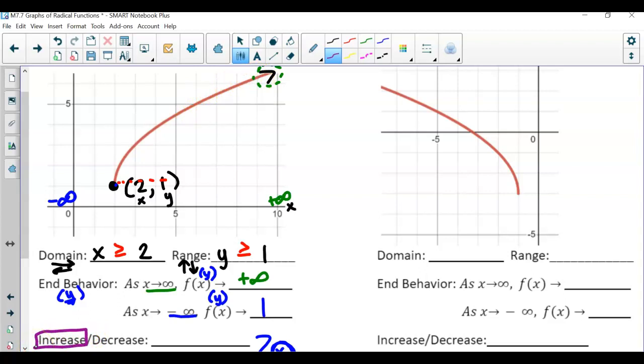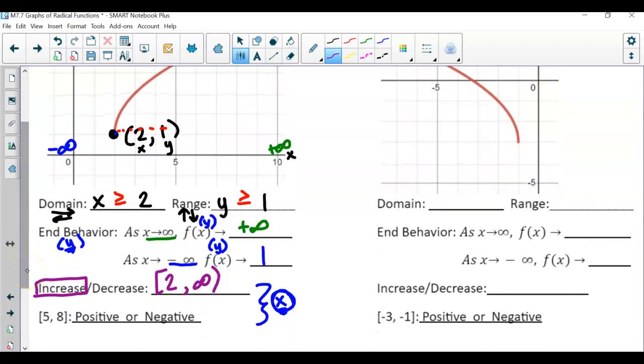So what interval are we going over? Well, again, we are starting here at the x value. Remember, interval is x values, at 2. So we're starting at 2. Now notice we're going to use a bracket because we're including 2. Then going on to the right to positive infinity. And notice we don't include infinity, so we're going to use parentheses.